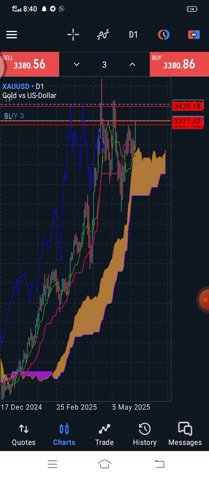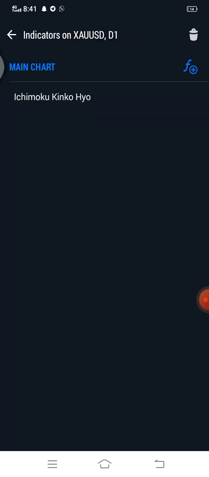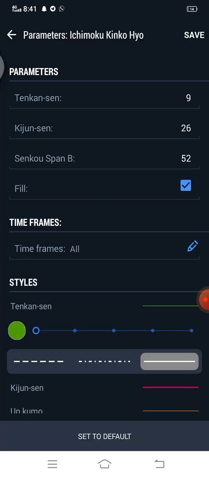Let's just quickly go into the traits. If you look at what we have here, you can see the Ichimoku cloud strategy already set. You can see the settings I have here on the chart: the Tenkan-sen, the Kijun-sen, and the rest.